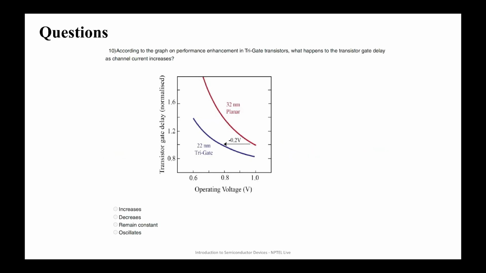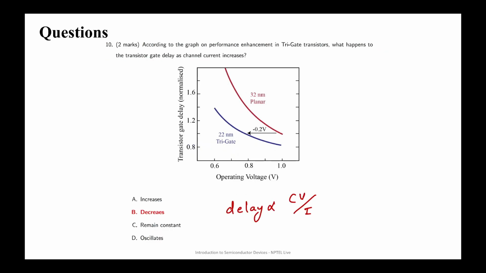According to the graph on performance enhancements in tri-gate transistors, what happens to transistor gate delay as channel current increases? It increases, it decreases, it remains constant, it oscillates. The answer would be it decreases, as delay is proportional to CV by I. So as I increases, the delay will decrease.